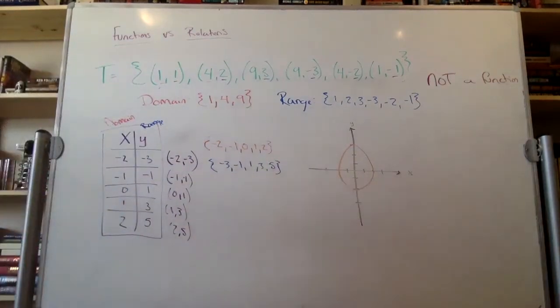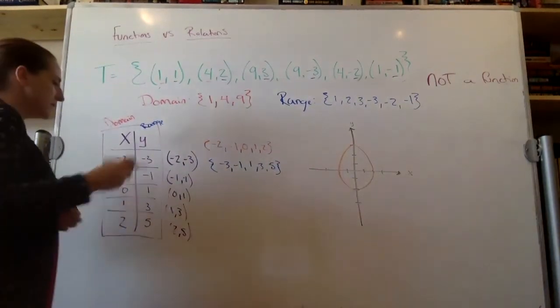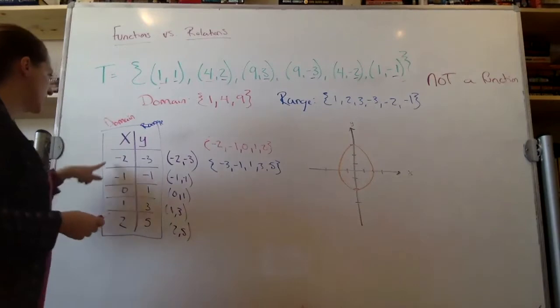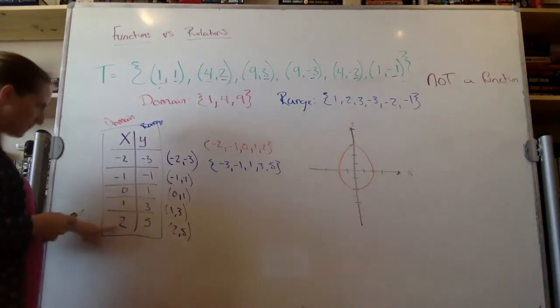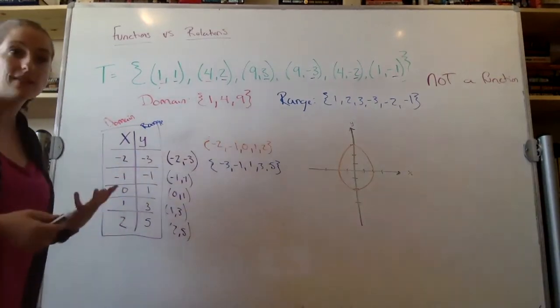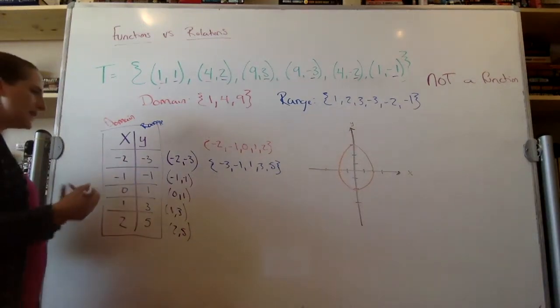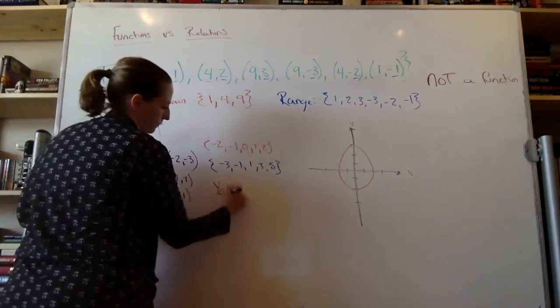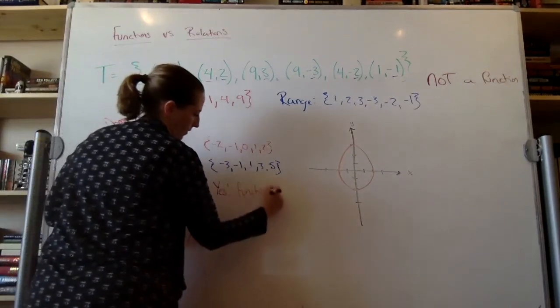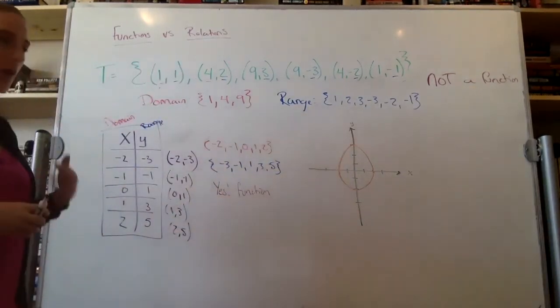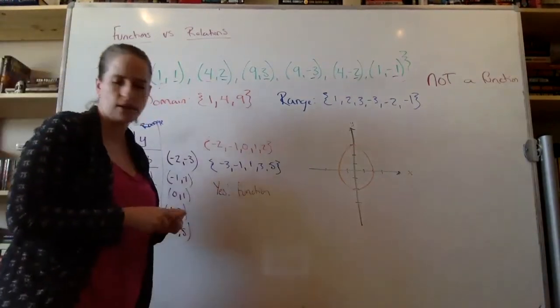Now let's answer the question, is this a function? Well, in order to be a function, all of our x values have to map to unique y values, or our x values can't do double duty. Well, I don't have a repeated x value, so this is a function. In other words, no x value is going to 2 distinct y values.